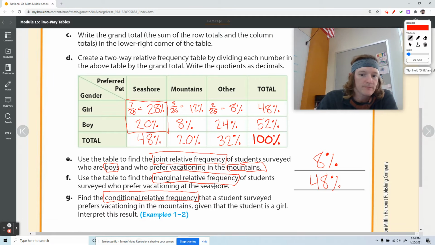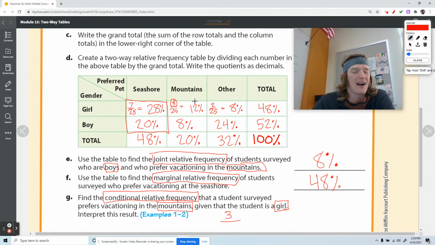For letter G, conditional relative frequency, that a student surveyed prefers vacationing in the mountains, given that the student is a girl. So we're only looking at girls, and we want to know what percentage of girls prefer the mountains. So let's double check this. We had 3 girls, that's our numerator, that preferred the mountains. We don't want to use all 25 people that we did in this one. It's not going to be 3 out of 25.